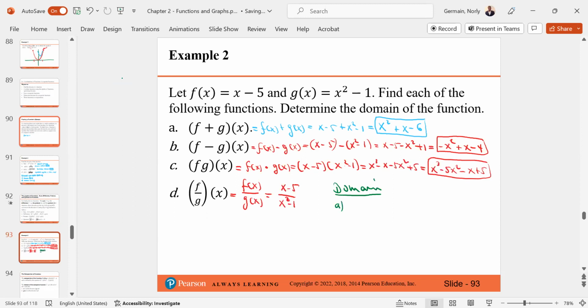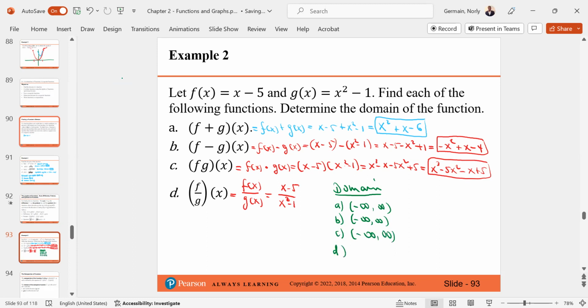What is the domain for A? Yes, it's all real numbers because there is no denominator, no roots. The domain for B, still all real numbers, because we don't have any denominator or roots. C, again the same, all real numbers.